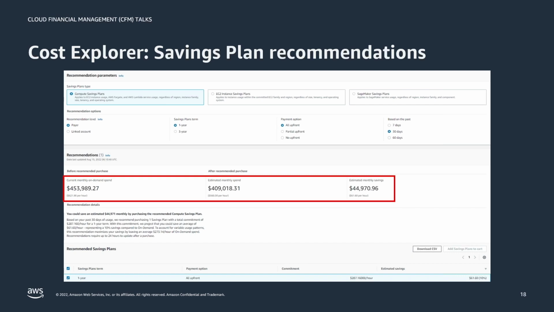And now just moving kind of down the screen here, you'll see some great data points in terms of what am I spending today on demand? What am I expected to spend if I were to make this purchase? And what would the delta be, or what would my estimated monthly savings be here?